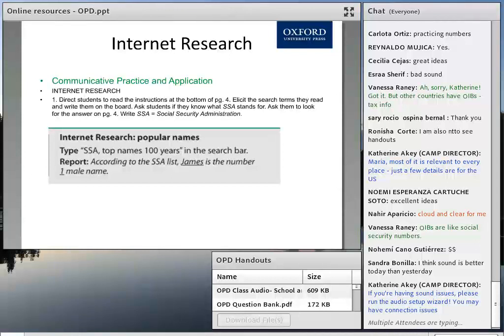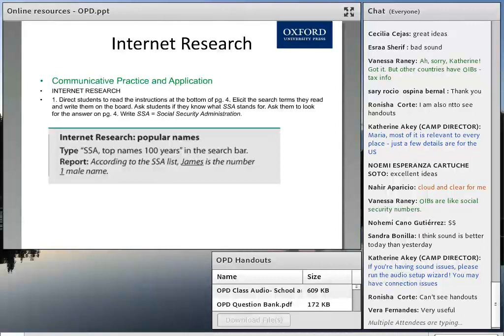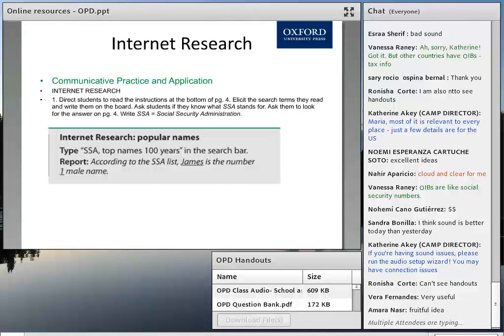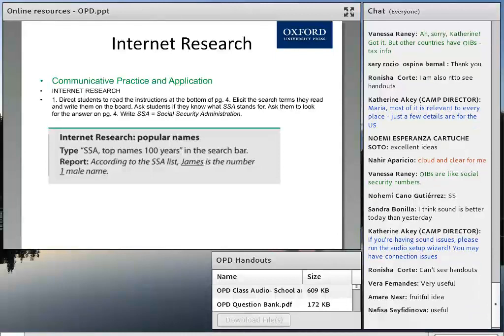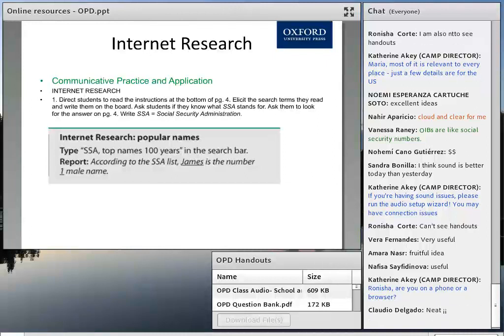So this basically says direct students to read the instructions at the bottom of the page here, elicit the search terms they read and write them on the board. So search bar, report, list some of those search terms, write them on the board to define them. Ask students if they know what SSA stands for. Ask them to look for the answer on page 4 and write Social Security Administration. So that's an example. We're preparing students to do this activity.